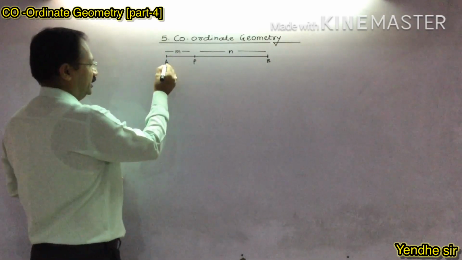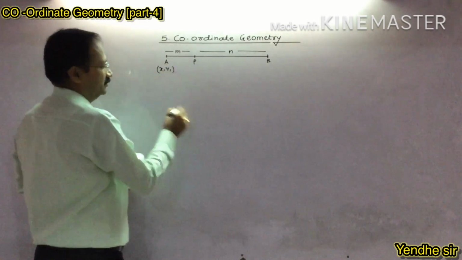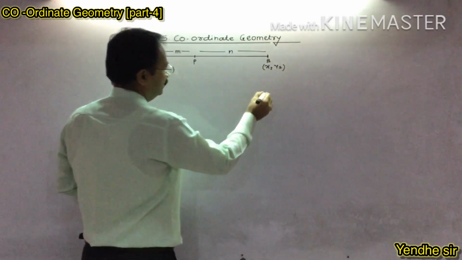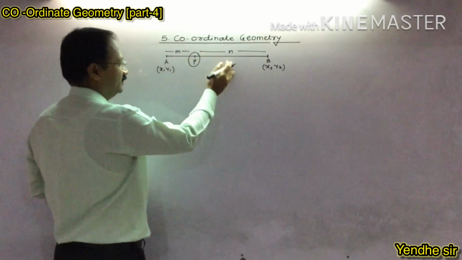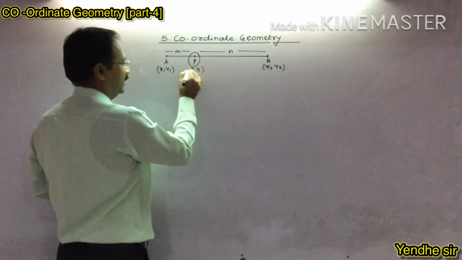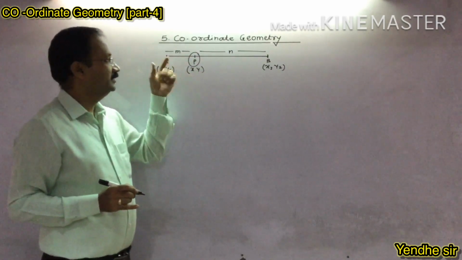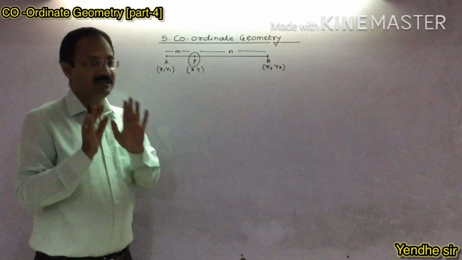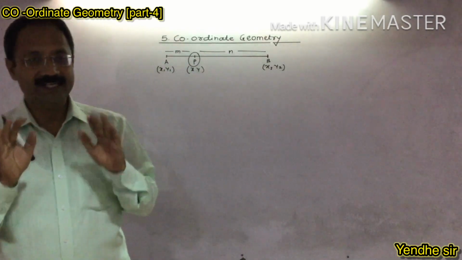We know the coordinates of A are always x1 and y1. B's coordinates are always x2 and y2. And this is not a midpoint. It divides the segment in some ratio, but its coordinates are x and y. If you remember, this point P divides the segment AB in some ratio. That's why this formula is called a section formula.